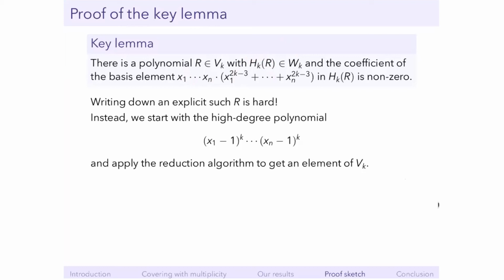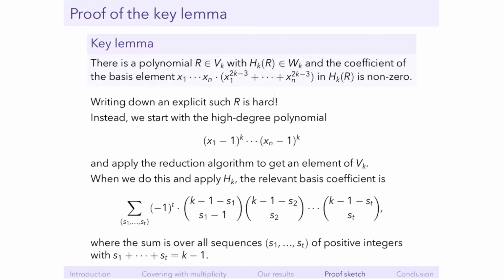So we need to check that for this polynomial r, the coefficient of this basis element, when I look at the homogeneous part, is non-zero. So you do a bunch of computations using a bit of the theory of symmetric polynomials and just a bit of elbow grease to actually do the computations. And you find that when you start with this polynomial, you apply the reduction algorithm, then you apply this function h_k, and you compute this corresponding coefficient. That coefficient is equal to this complicated sum. So the thing that we would like to be non-zero is this complicated sum.